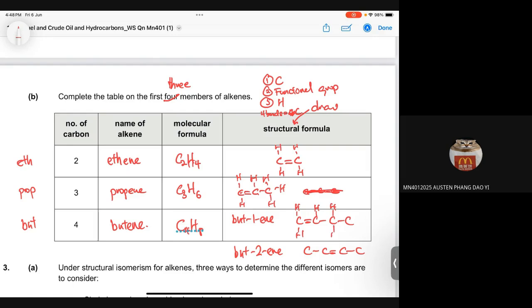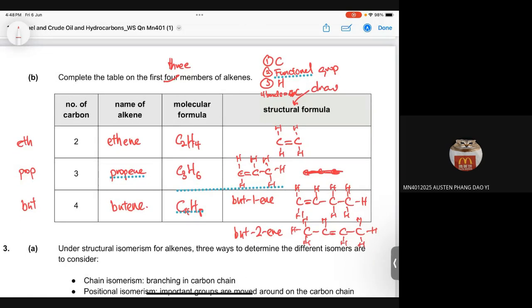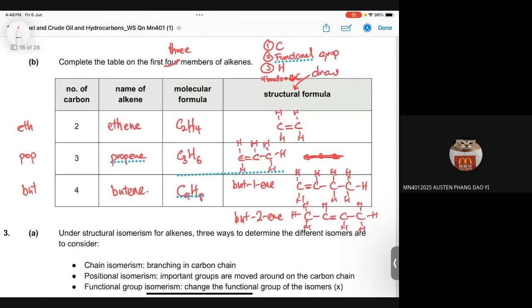Wait, but Mr. Eugene, isn't but-1-ene and but-3-ene the same because you can rotate it? Yes, correct. That's why you realize I only got but-1-ene and but-2-ene. There's no but-3-ene, because but-3-ene is exactly the same as but-1-ene. Then but-2-ene, just fill it up with the H. So this is but-1-ene and but-2-ene. So get used to the drawing. You are going to be tested on a drawing quite a fair bit, or at least you are supposed to be very familiar with the drawing.